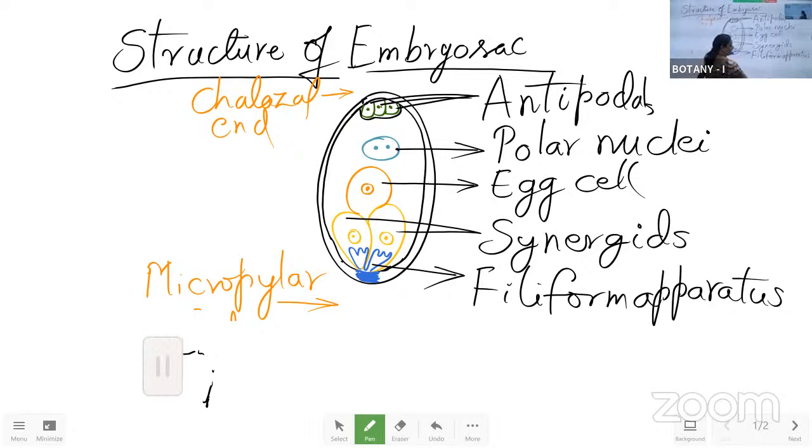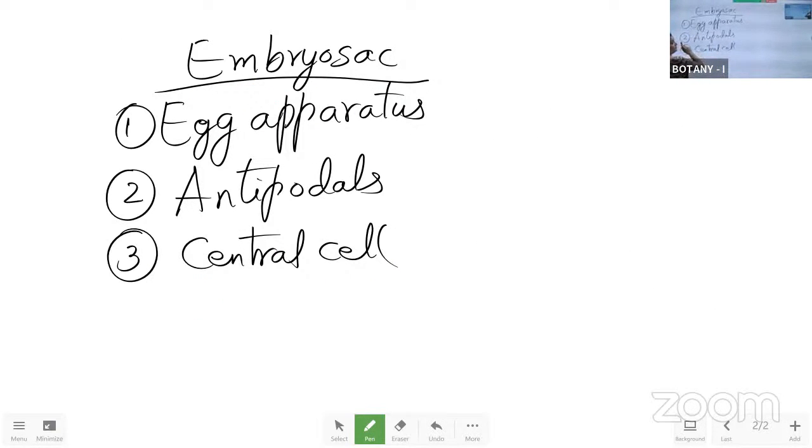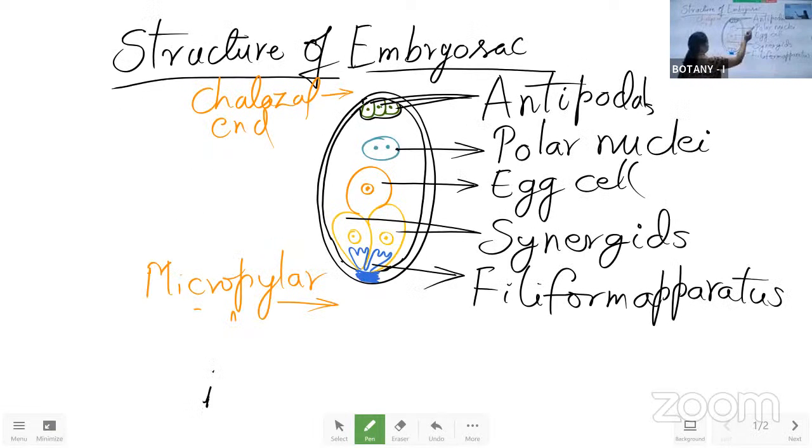Now comes the second part in the embryo sac. That is the antipodals. What are the antipodals? Antipodals are the three cells that are present at the chalazal end. So here also we have to say the same thing. Antipodals are present at the chalazal end. They are three in number, arranged adjacent to one another. Okay, adjacent to one another in a straight line, in a horizontal line. All the three cells are placed like this. So the three cells are present attached to one another.